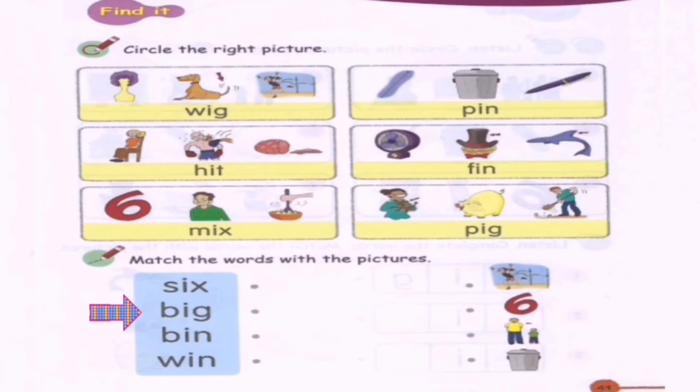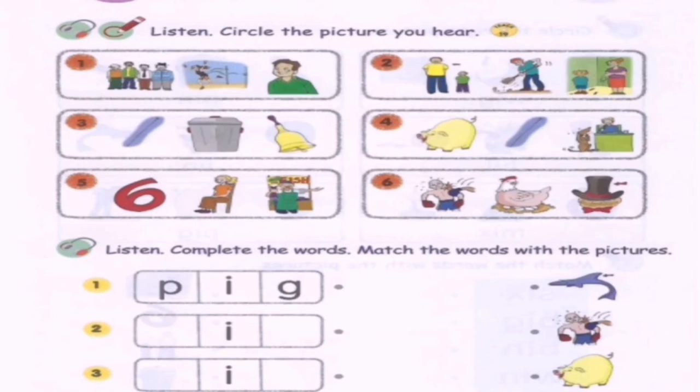And the second word is big. Draw a line to the picture. The third word is b-in, bin. And the last word is w-in, win. Have fun! Now kids, turn to the next page.